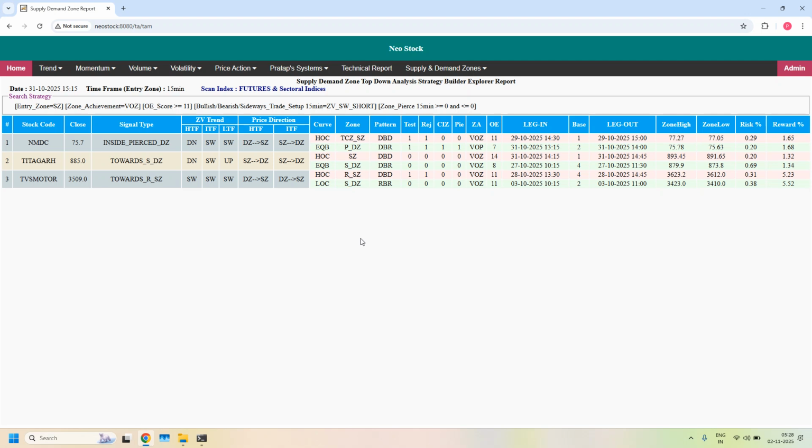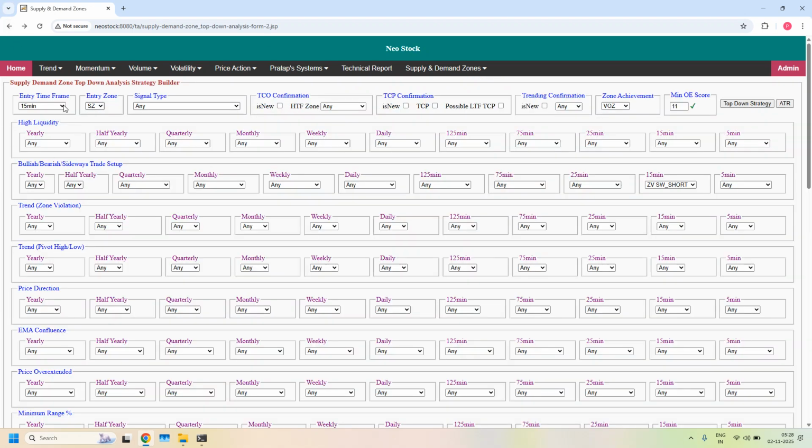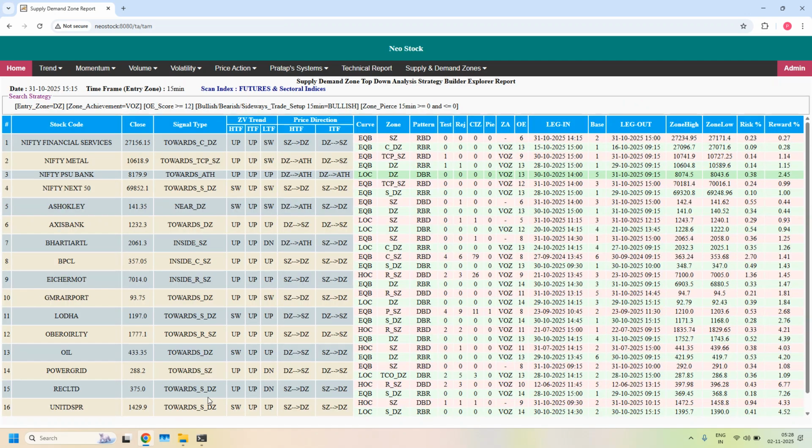Okay, next, bullish trade setup for a weekly income trade. The changes are 15 minutes demand zone, here bullish, and a minimum odd and hands score should be 12. Let's filter. We got 17 stocks.